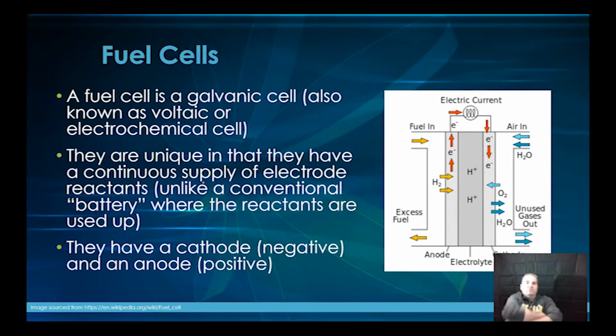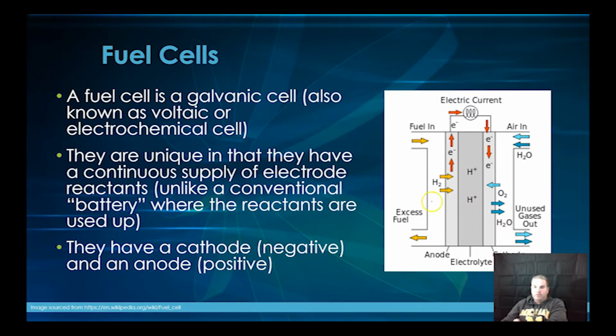So I did talk about fuel cells. A fuel cell is a galvanic cell. They are unique in that they have a continuous supply of electrode reactants. Unlike a conventional battery where you use up all the reactants and have to throw them away, you are continuously putting reactants in to have a continuous supply of electrical energy. They have a cathode and an anode exactly as a battery did.